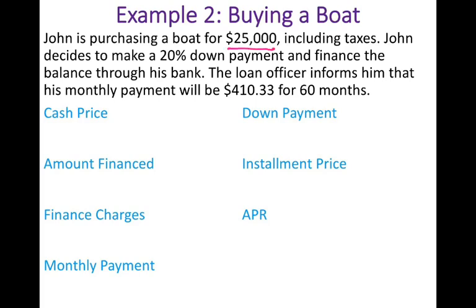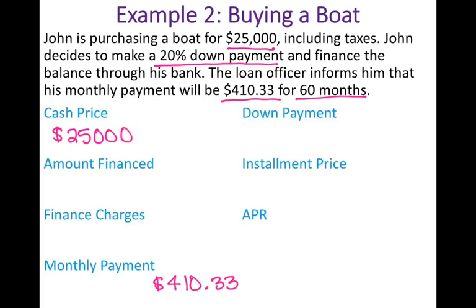He's purchasing a boat for $25,000. He has a 20% down payment. His monthly payment is $410.33 for 60 months. So I already have my monthly payment, so I'm going to go ahead and jot that down over here. $410.33. The cash price is how much he would pay for the boat in cash, which is $25,000.